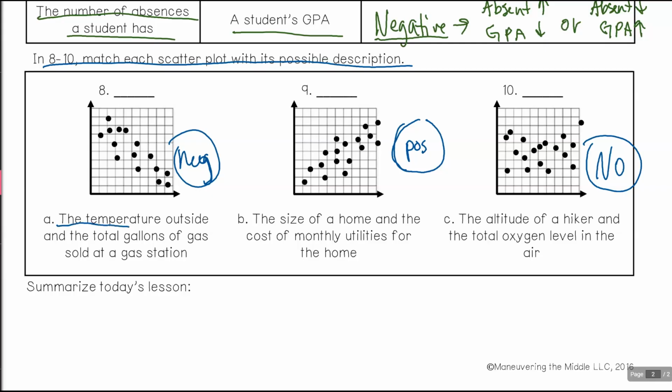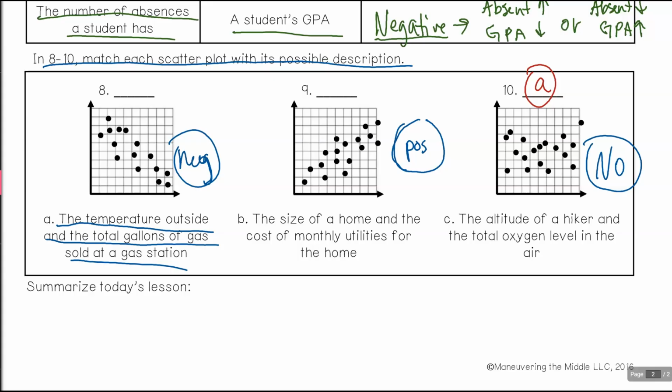So look at letter A. It says the temperature outside and the total gallons of gas sold at a gas station. If the temperature goes up, does that necessarily mean that the people buying gas goes up? Not necessarily. And same thing if it goes down. I wouldn't say it's negative, that the temperature goes up, fewer people buy gas, and if the temperature goes down, more. So this one is probably your example with no association. People are going to buy gas no matter what, depending on the temperature, the weather, what they drive, how much they drive, that kind of thing. So that's your no association graph. I would go with letter A, going with 10.